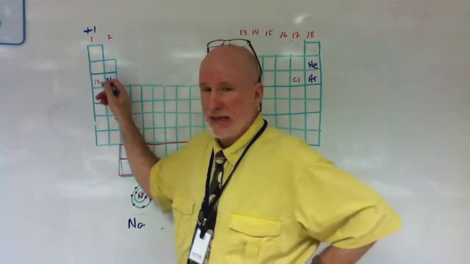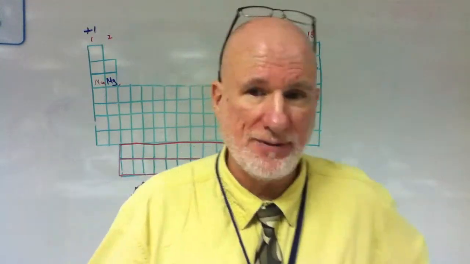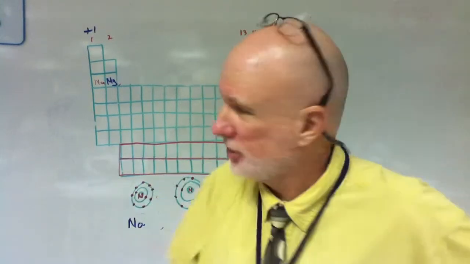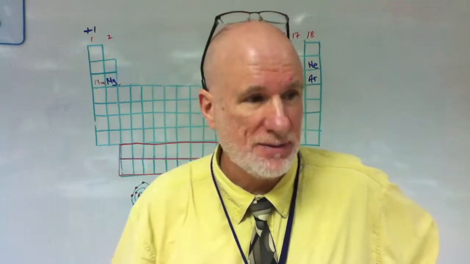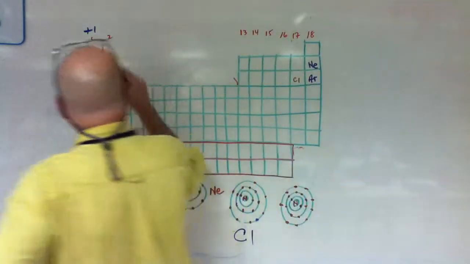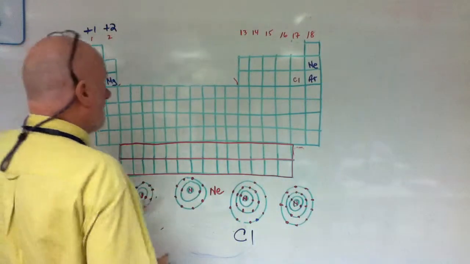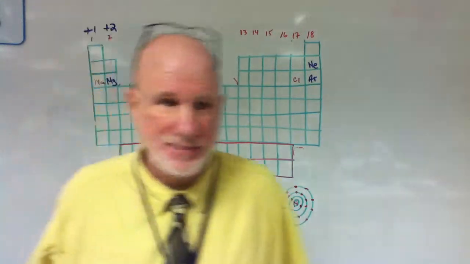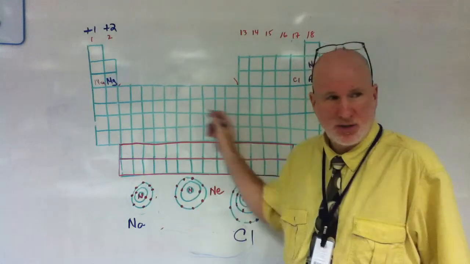Neon. So what do you think the charge of magnesium is going to be after it gives up 2 negative charges? +2. Do you think that all elements in that column are going to be +2? Yes. Now remember, we're just talking about S and P electrons, right? Yes? These are D, so we're not going to talk about those.